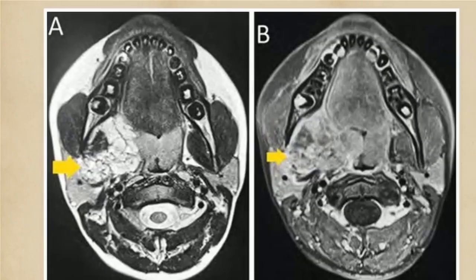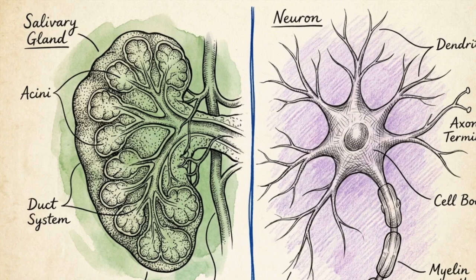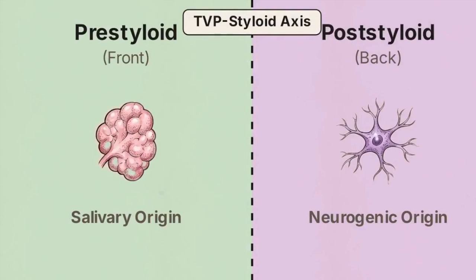This MRI scan shows a post-styloid mass. Tumors behind the TVP styloid line are typically neurogenic, like the well-defined, oval, and slightly more heterogeneous neurofibroma seen here on the right. A neurofibroma is a typically benign tumor that grows from the Schwann cells protecting peripheral nerves. By simply identifying the TVP to styloid axis, you instantly narrow your differential diagnosis down to either a salivary origin in the front or a neurogenic origin in the back.